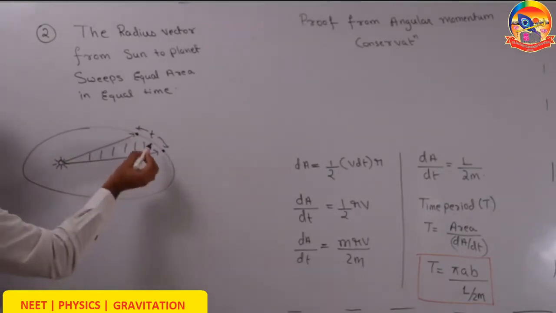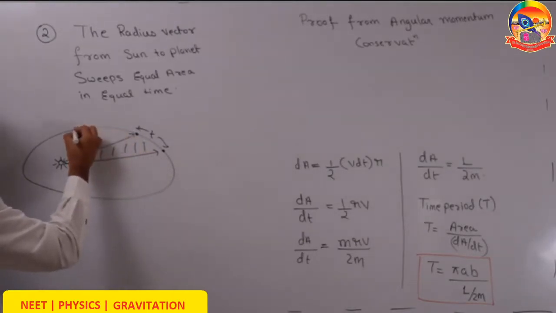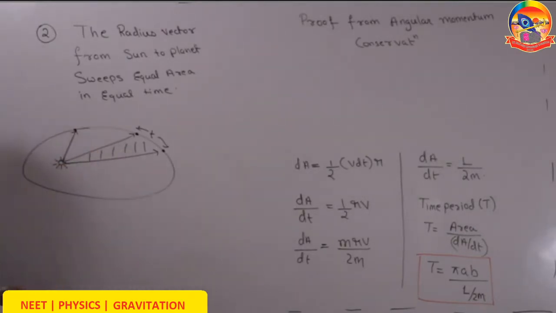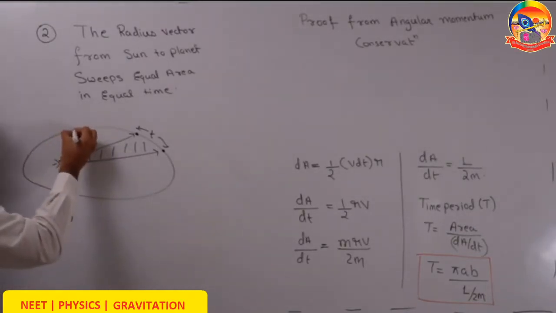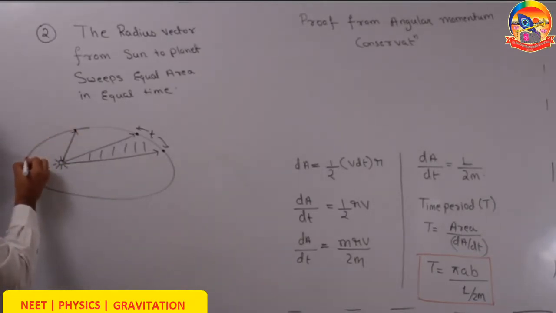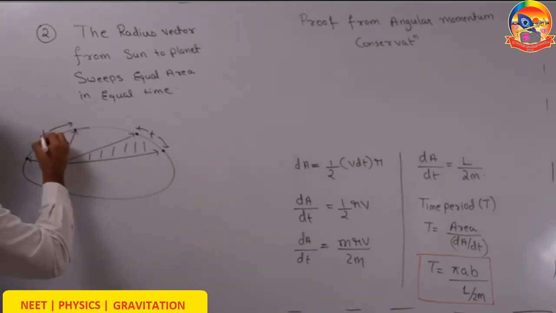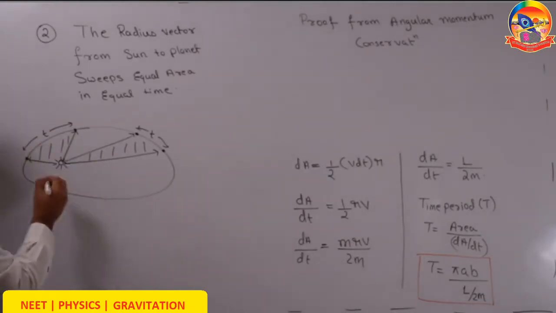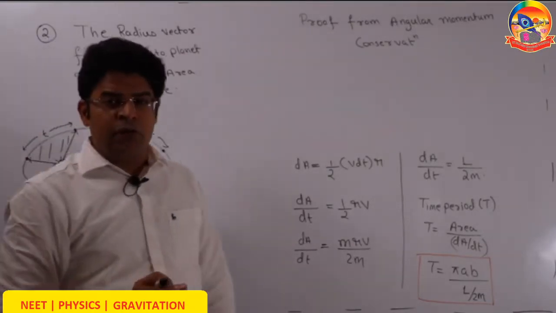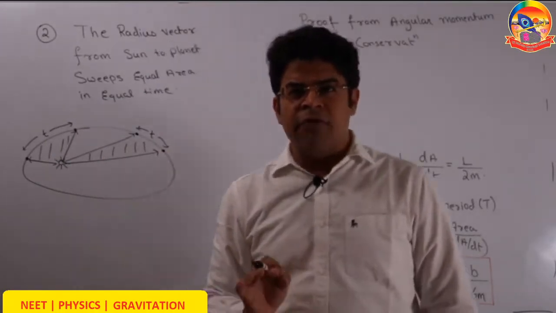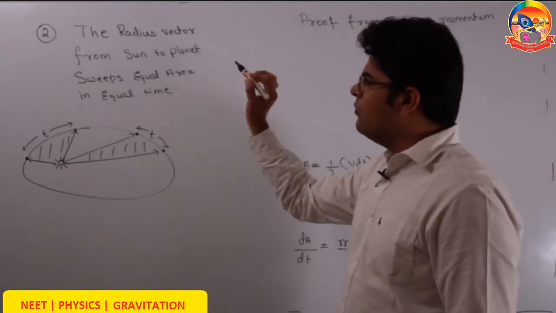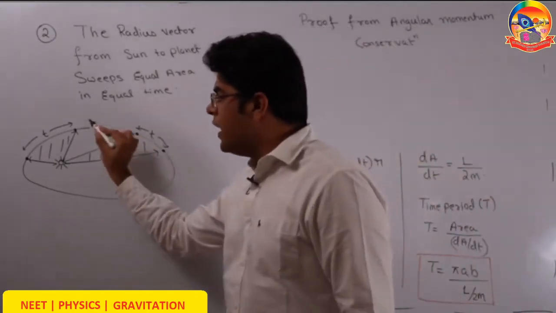Now let's say after some time the planet reaches here. So this is the initial position vector. Let's say from this position after a time t the planet is here. So this is the final position vector, and in this time frame t the area swept is this much area. This is not at all intuitive. This is very difficult to predict at the time when Kepler gave the second law. He said that the radius vector from the sun to planet sweeps equal area in equal interval of time.